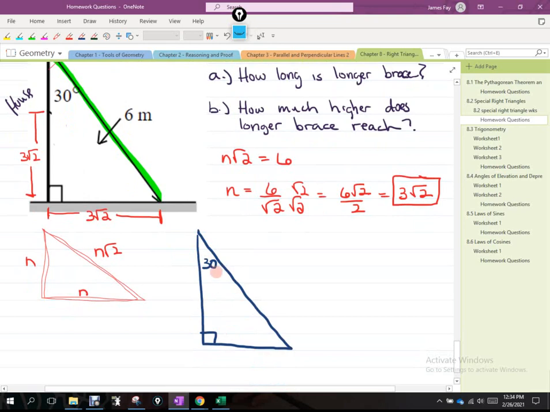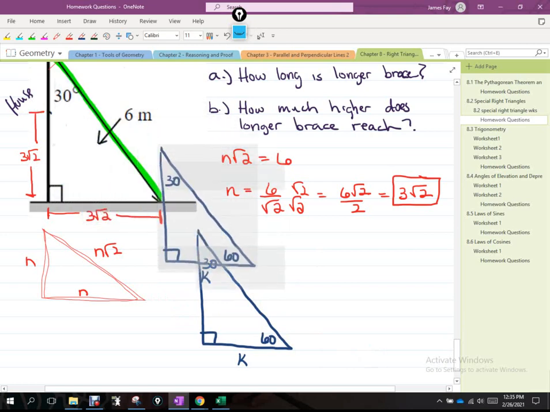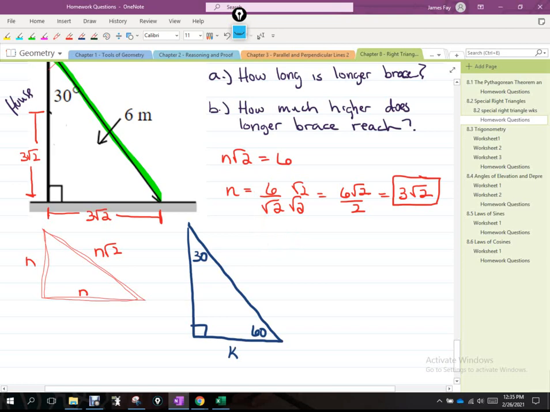Okay. Now, in my 30, 60, 90, let's just say that this is, I'm going to call it K instead of N. Doesn't matter. So if I put these on top of each other, doesn't the K side match up with the 3 radical 2 now? Okay. So I'm going to say that K equals 3 radical 2. So then this side right here in our template would be K radical 3, right? That's across from 30. And this would be 2K.